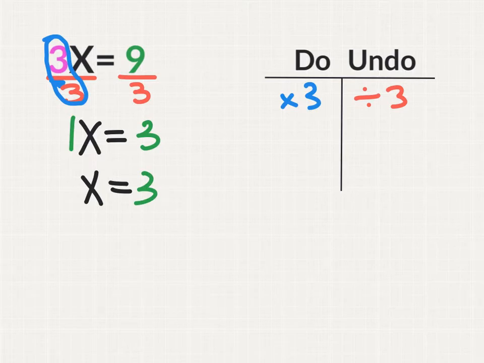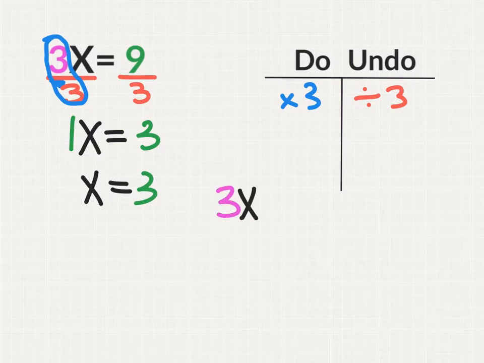The do was multiply by 3. The undo is the inverse, divide by 3. We divide both sides of the equal sign to make sure that we maintain balance. And we get x equals 3. Now, we want to check our work. And when we check our work, we find that we have to go back to the original equation.